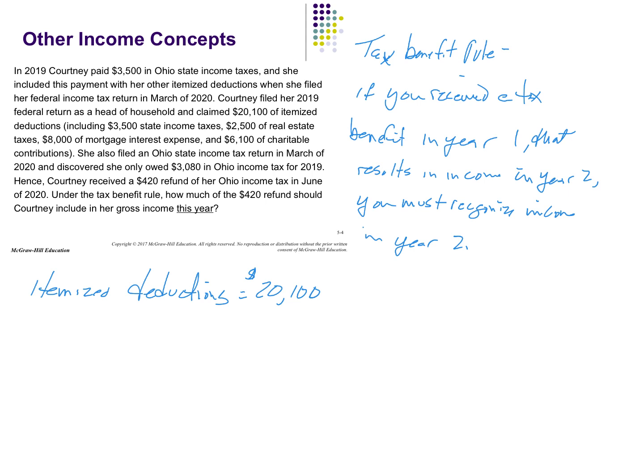She files a state return and discovers that she only owes $3,080 in Ohio income tax for 2019. So she received a refund of her Ohio income tax. Okay? Under the tax benefit rule, what happens to that $420 refund? Okay? So, a couple of key things.